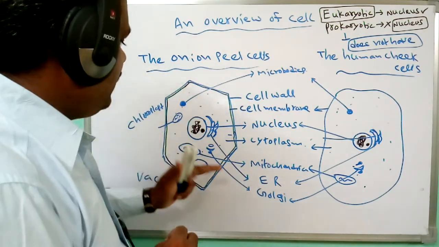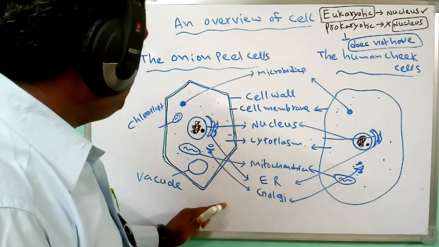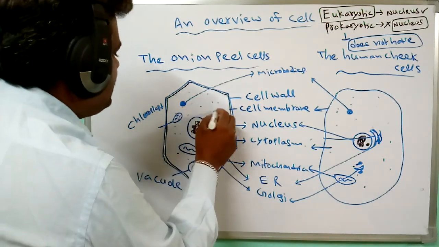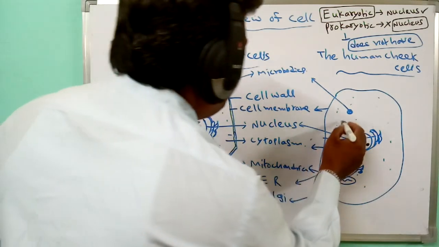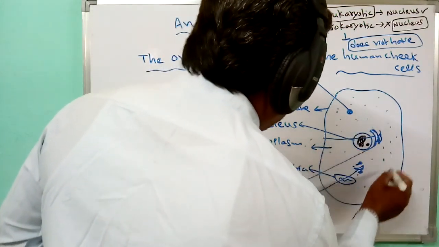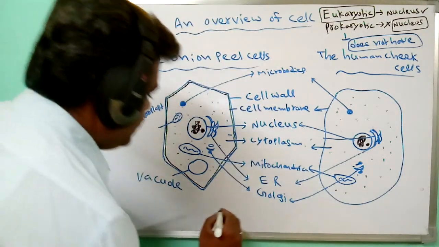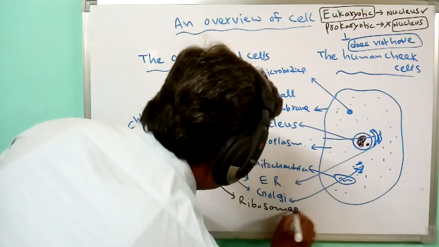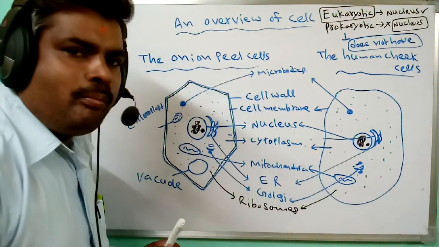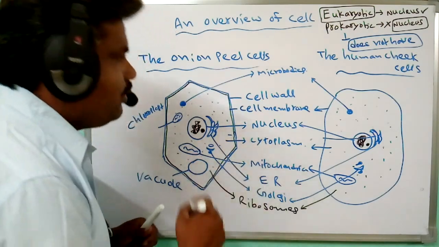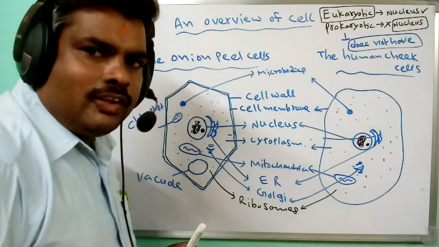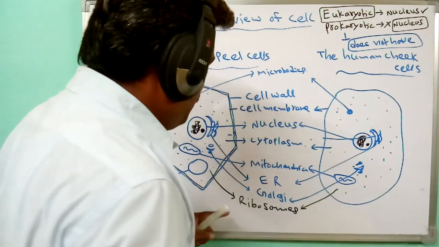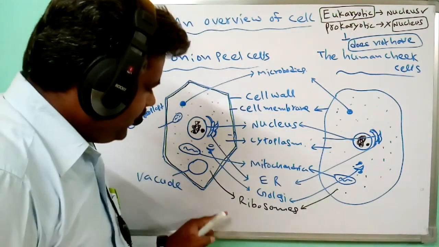Next, in addition to these membrane bound structures, another non-membrane bound structure present inside both prokaryotic and eukaryotic cells is known as ribosomes. So ribosomes are non-membrane bound structures which are present in both prokaryotes and eukaryotes. Generally, the ribosomes are present in the cytoplasm of both prokaryotes and eukaryotes.